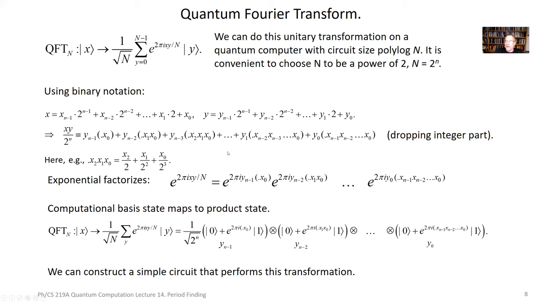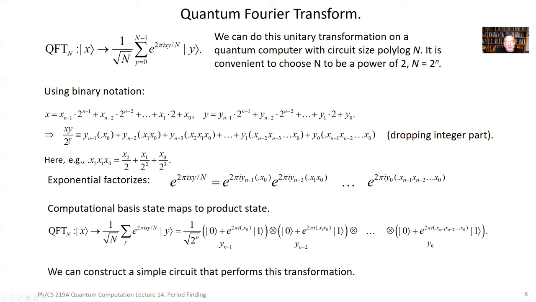And finally, when I get down to the terms that involve y0, now all of the bits in the binary expansion of x are going to matter, because when I divide by 2 to the n, I get a number which is less than 1. Namely, I get 1 half x sub n minus 1 plus 1 quarter x sub n minus 2, and so on, all that multiplying y0. So all that, dropping the integer part, is what I get from xy over 2 to the n.